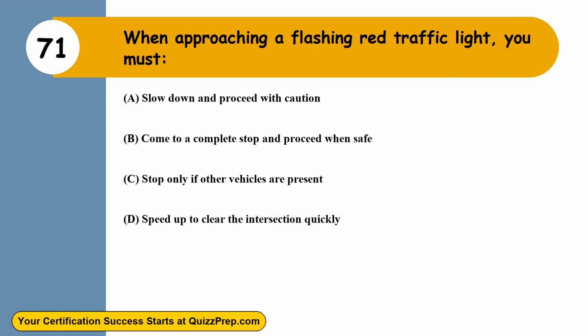When approaching a flashing red traffic light, you must: Option A, slow down and proceed with caution. Option B, come to a complete stop and proceed when safe. Option C, stop only if other vehicles are present. Option D, speed up to clear the intersection quickly.